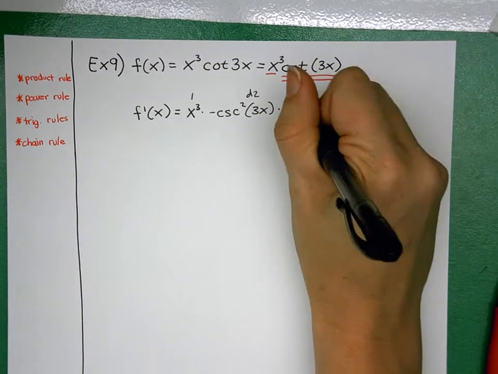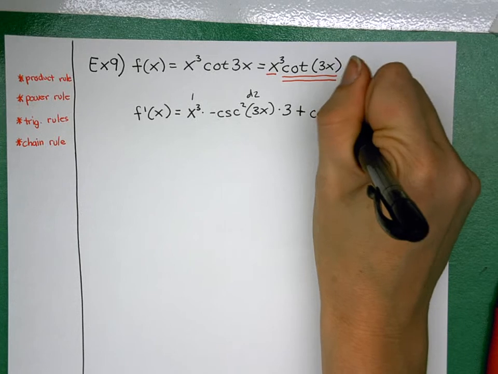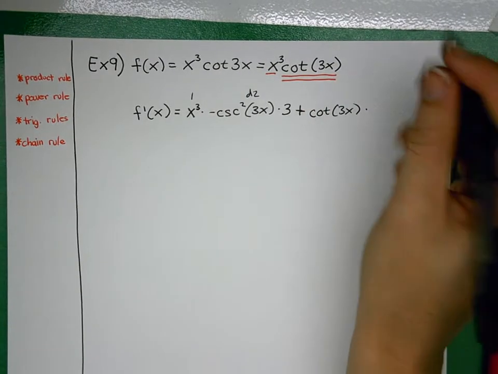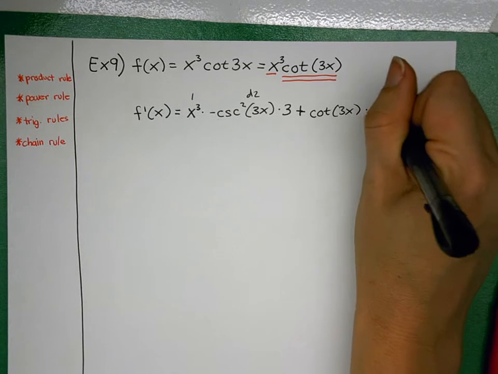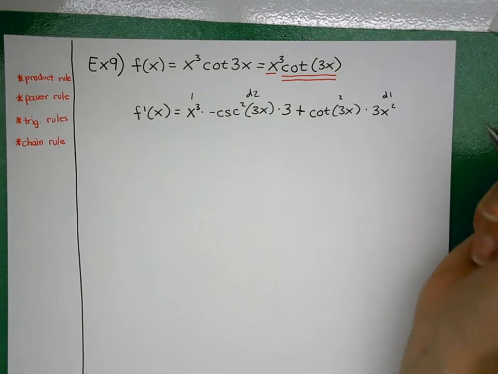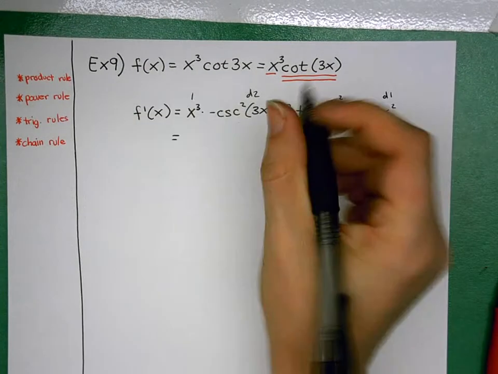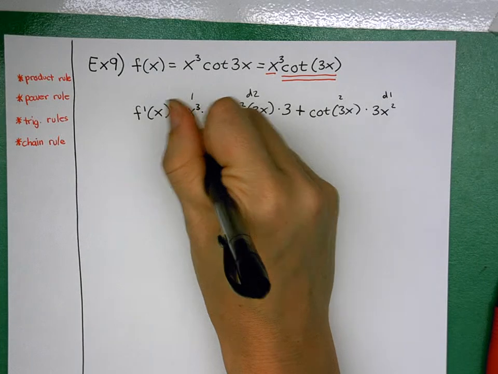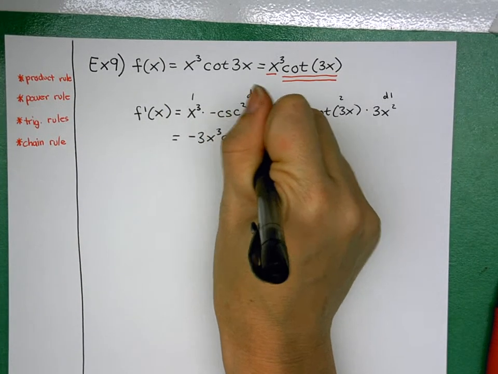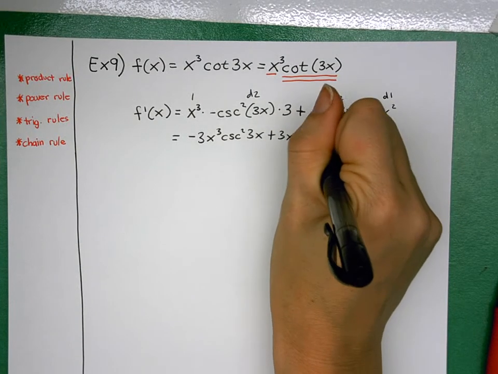Plus my 2 cotangent of 3x. D1, power rule. Derivative of x cubed is 3x squared. The rest of power rule. 1 D2 plus 2 D1. And so then that is theoretically your answer. We have our negative 3x cubed cosecant squared 3x plus 3x squared cotangent 3x.